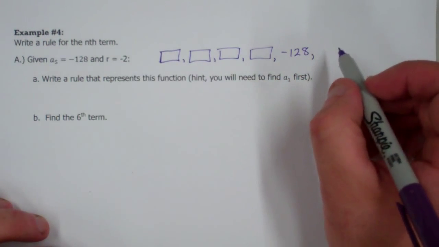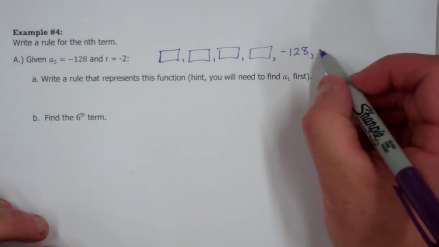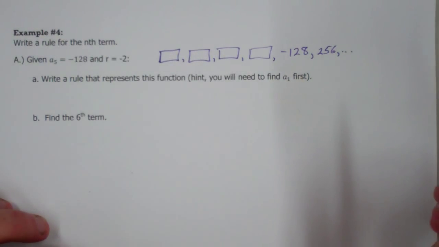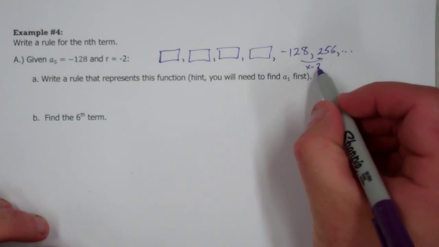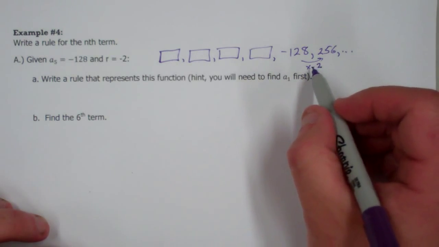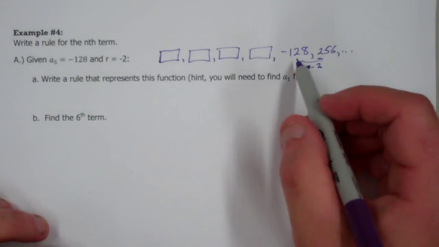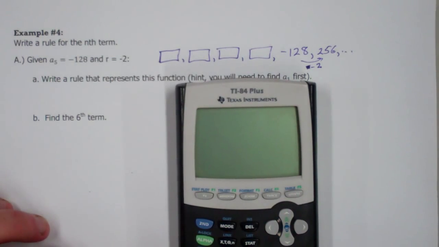We also know that r is negative 2, so we just have to multiply this by negative 2, and we get positive 256, and so on. If we multiply by negative 2, then what we can do, that should be a multiplication sign, hopefully you can see that, what we can do going backwards is divide by negative 2. So I'm going to show you how that looks in the calculator here.